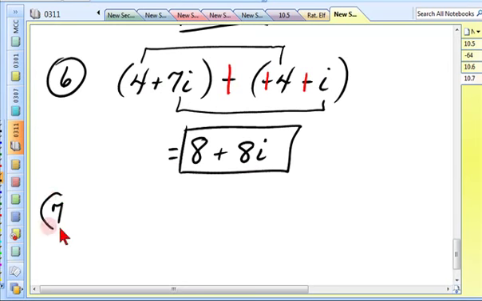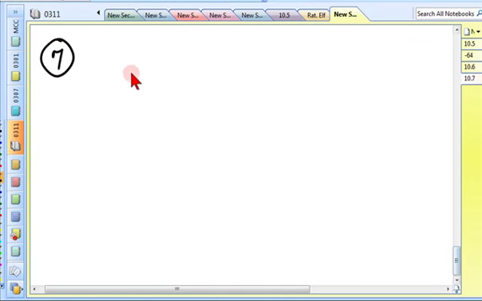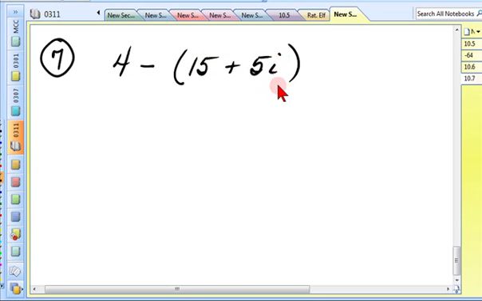Number 7. Little more subtraction. It has the real number 4 minus parentheses 15 plus 5i. It's subtraction, so what do we do? Change the signs. Keep the 4, change it to addition. That'll become negative 15. That'll become negative 5i.